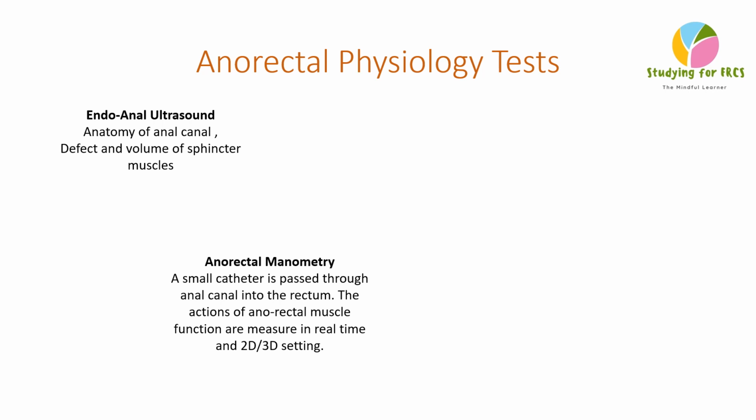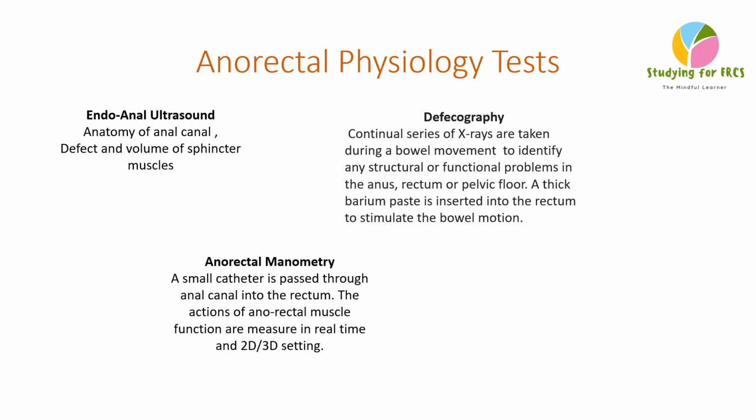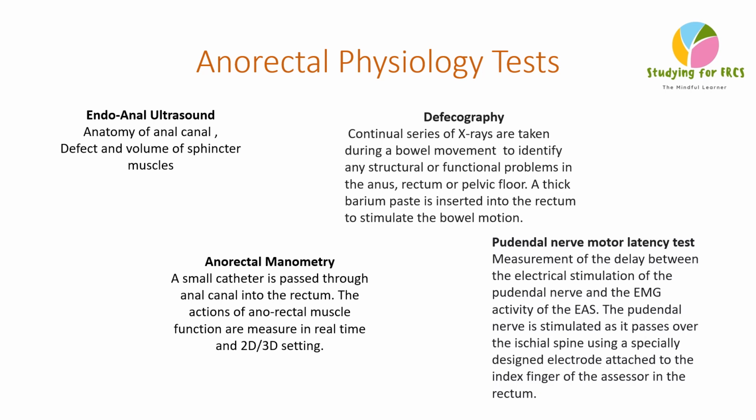Anorectal manometry, where a small catheter is passed through the anal canal into the rectum and the actions of anorectal muscle functions are measured in real time in 2D and 3D setting. Defecography, where a continuous series of X-rays are taken during a bowel movement to identify any structural or functional problems in the anus, rectum, or pelvic floor. A thick barium paste is usually inserted into the rectum to stimulate the bowel function. MRI proctography can be used instead of this.